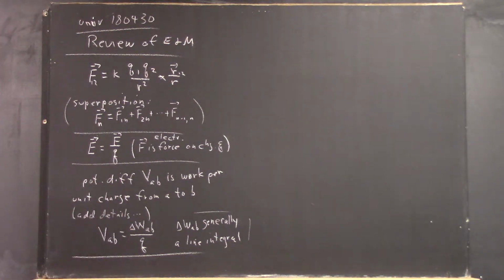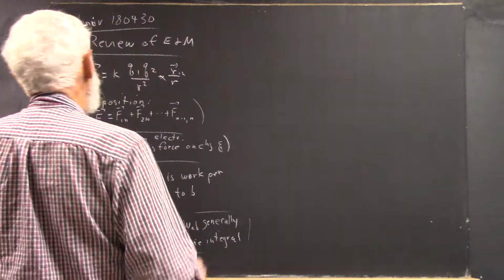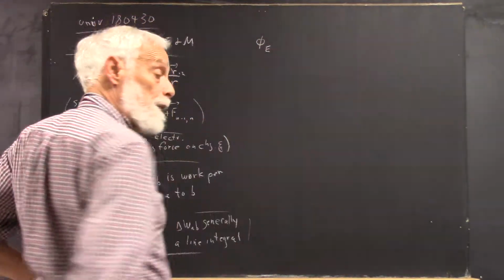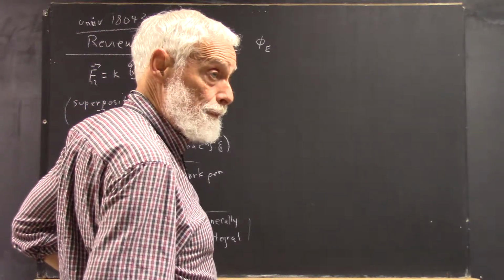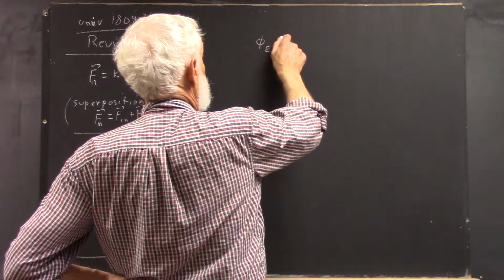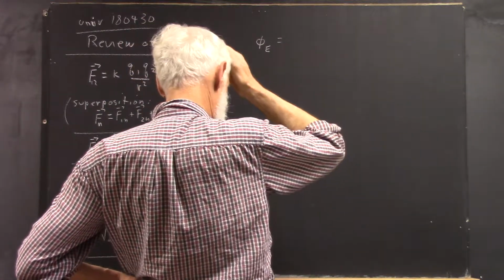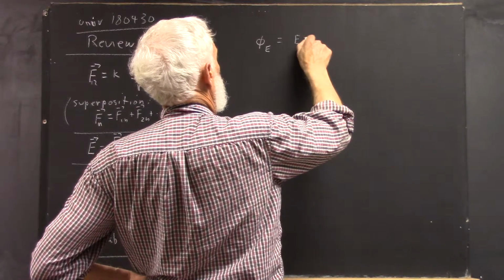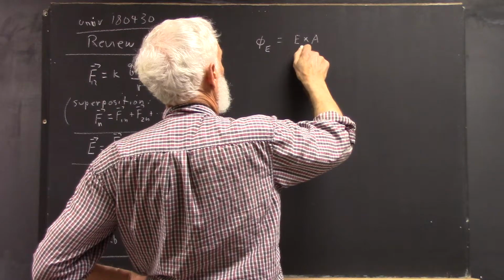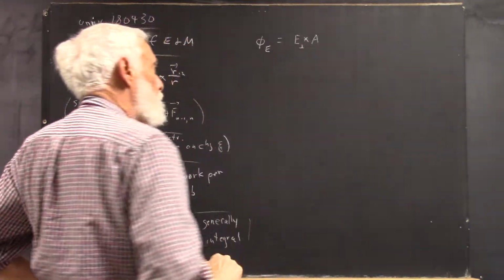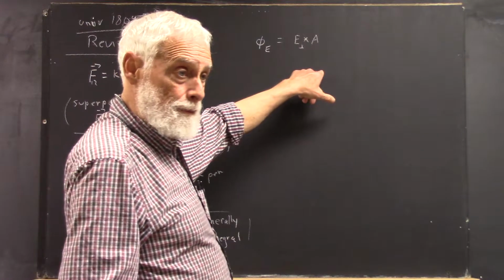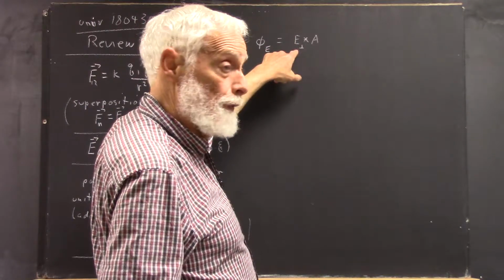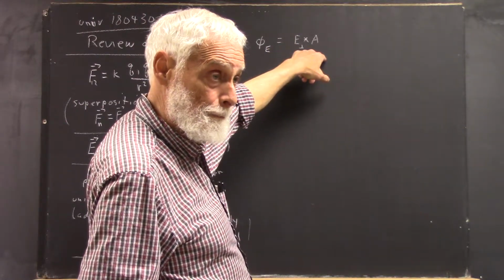Now, what else do we have? Well, the flux of the electric field. Basically, I'll say it's E perpendicular times A, where A is an area, and E perpendicular is the component of the electric field perpendicular to that area.